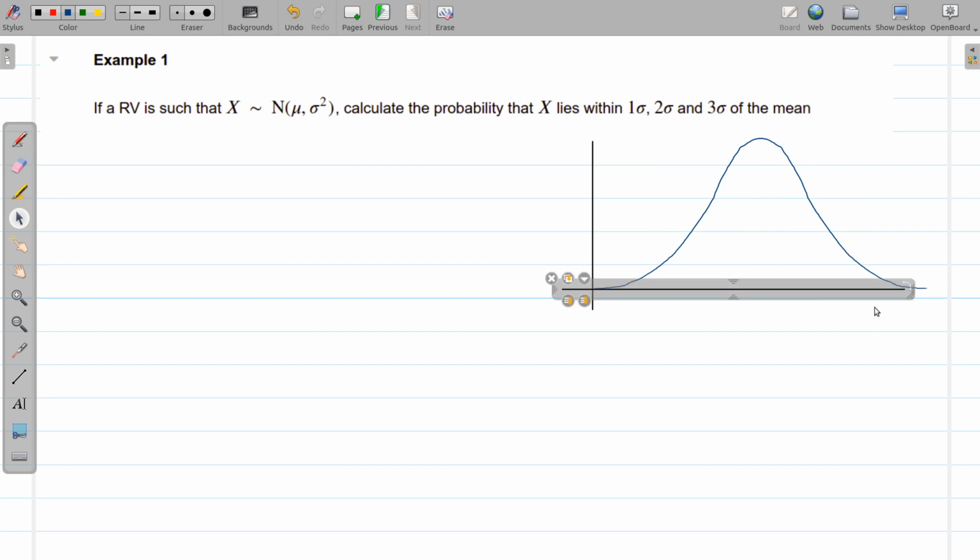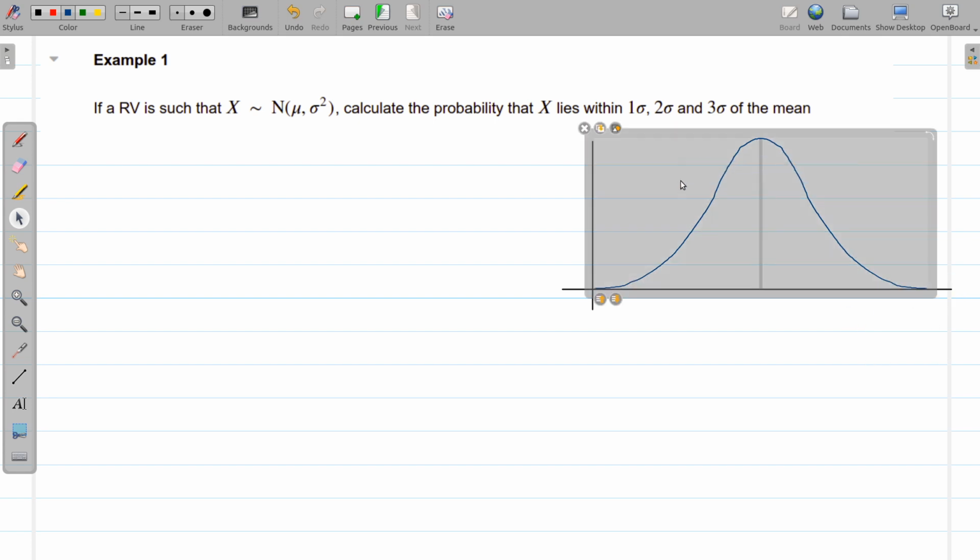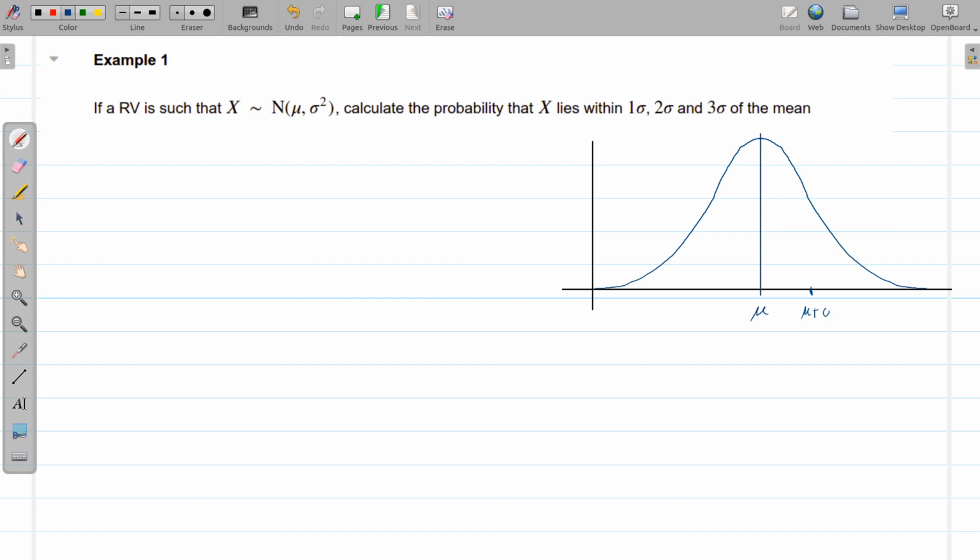Okay, so let's say this is our distribution. This is the normal distribution that we have, and here is the mean, mu. Here we have mu plus sigma, then mu plus 2 sigma, and then mu plus 3 sigma. On this side we'll have mu minus sigma, mu minus twice sigma, and mu minus thrice sigma.